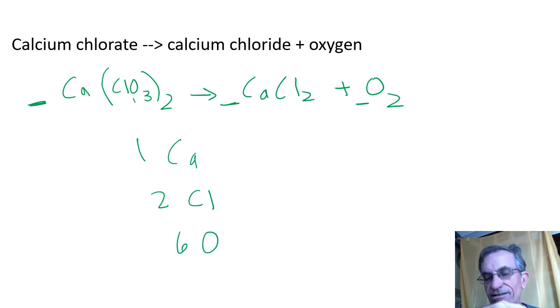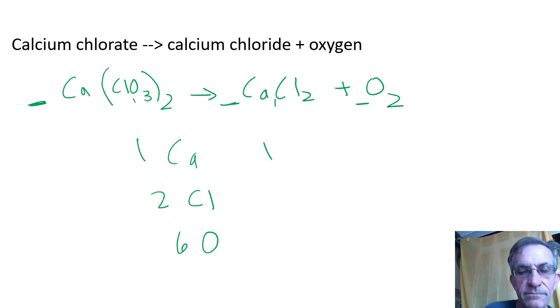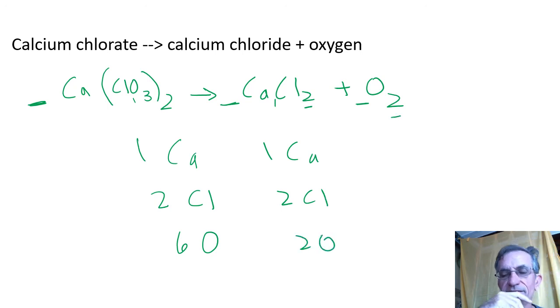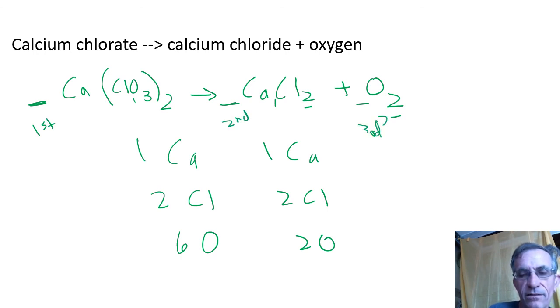All right, now let's see what we got on the right. 1 calcium, 2 chlorides, 2 oxygens. There's my list. All right, you know what? This one isn't going to be too hard to balance. You only need to put in one number. Where does the number go? First blank, second blank, or third blank? Which one is going to need a number? Which blank? Think about it.